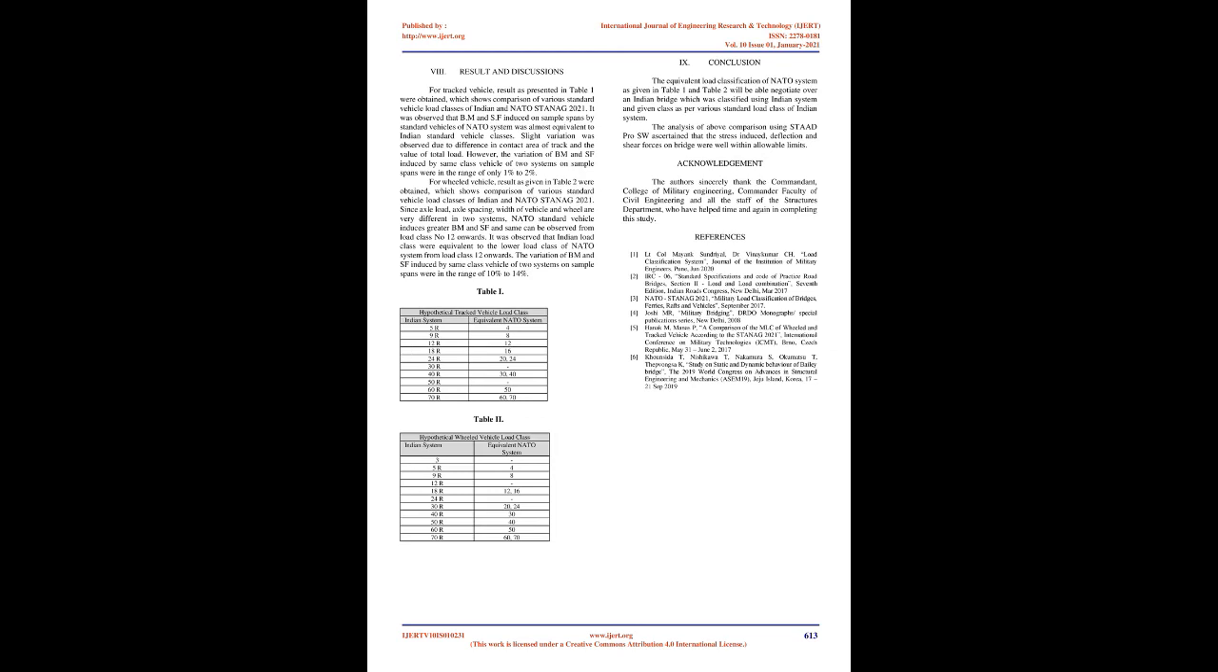For wheeled vehicles, results as given in Table 2 were obtained, which show a comparison of various standard vehicle load classes of Indian and NATO STANAG 2021. Since axle load, axle spacing, width of vehicle and wheel are very different in the two systems, the NATO standard vehicle induces greater BM and SF, and the same can be observed from load class number 12 onwards. It was observed that Indian load classes were equivalent to the lower load classes of the NATO system from load class 12 onwards. The variation of BM and SF induced by the same class vehicle of the two systems on sample spans was in the range of 10% to 14%.